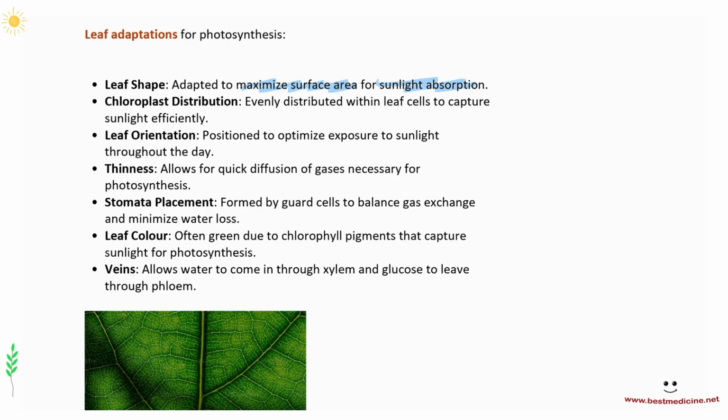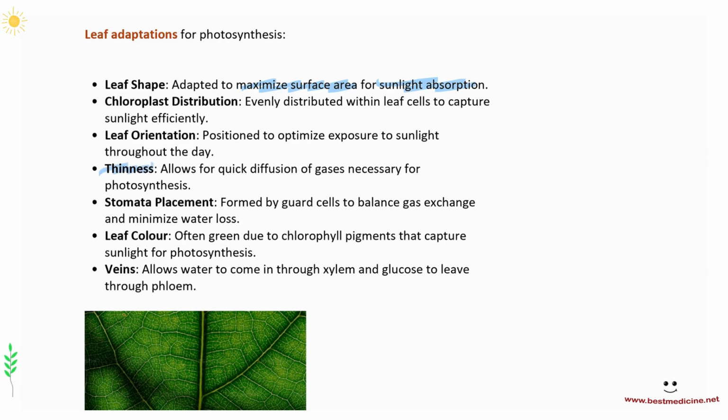Number two, chloroplast distribution. Chloroplast is evenly distributed, especially at the top surface. The palisade cells would have the most chloroplast. Leaf orientation, positioned to optimize exposure to sunlight throughout the day. It's not like the leaf is hanging vertically down, it faces the sunlight so that most of the sunlight falls on the big face of the leaf.